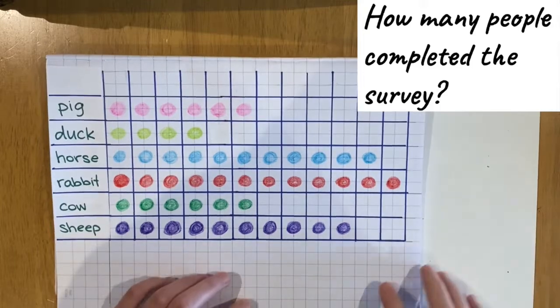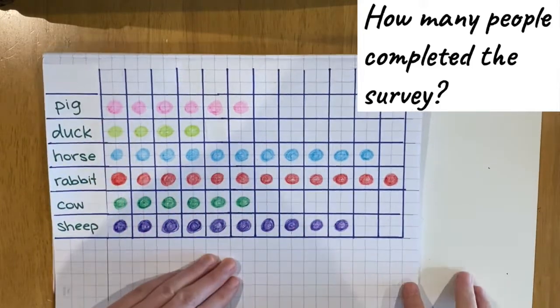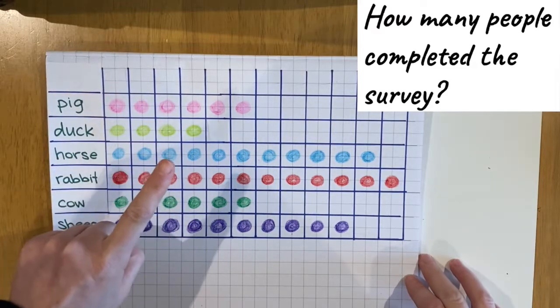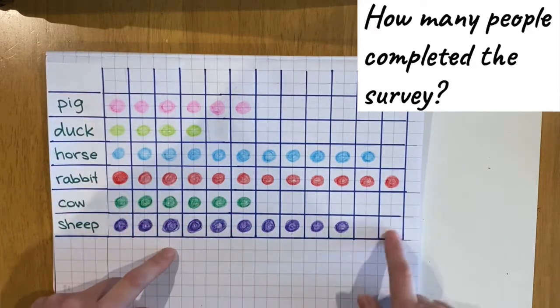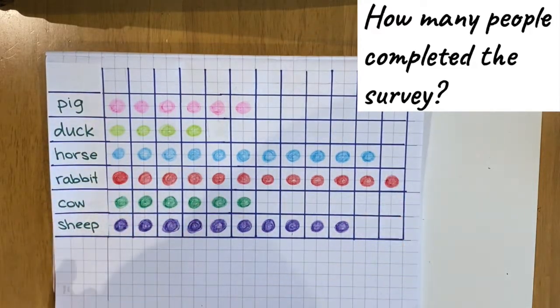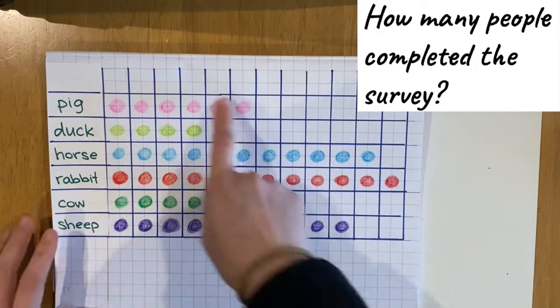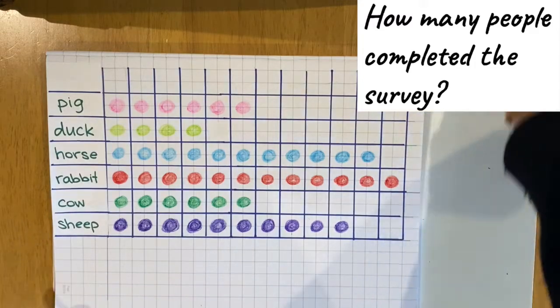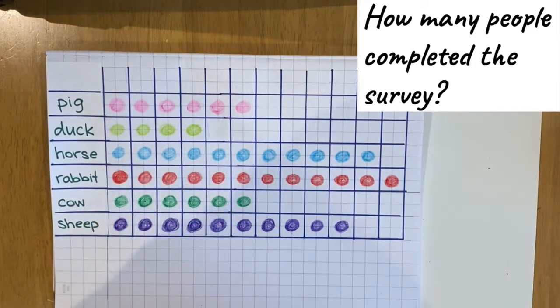If you said that we need to add up every dot, then you're absolutely correct. Because remember, each dot is one person. So if each dot is one person and I want to find out how many people completed the survey, we've just got to add up all of the dots. You could just count every individual one, or we can add them up.